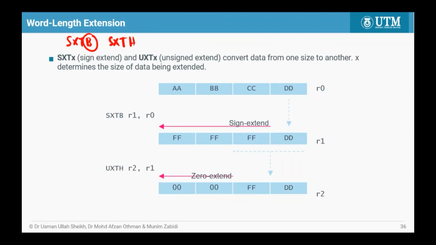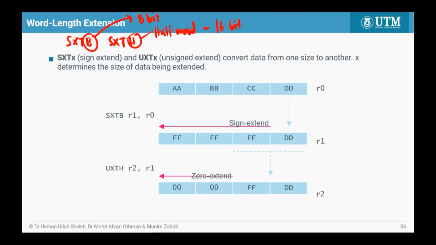B stands for byte, where you convert a signed byte in your RN, your source register, into a signed word by copying the sign bit, which is bit number 7 of your source register, into all the bits of your destination register. So B is for byte, which means it's 8 bits. Meanwhile, SXTH is similar to SXTB, but this one is half word, which means it involves 16 bits.